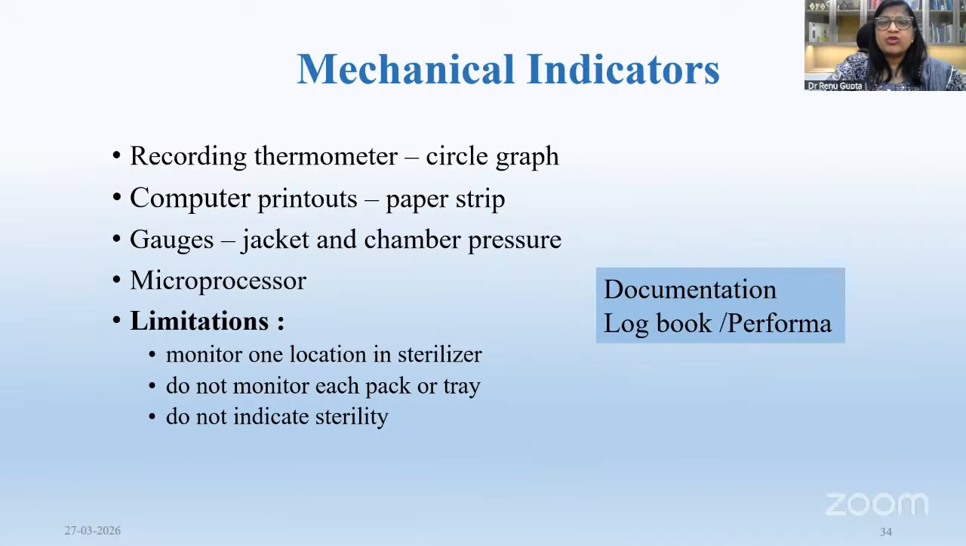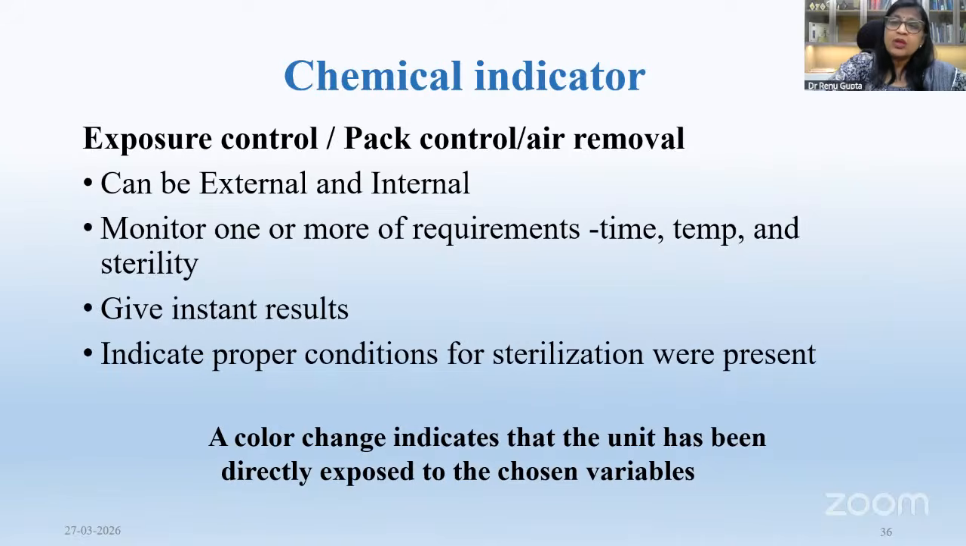Although your autoclave was working, still your instruments are not sterile. So these physical indicators tell you, yes, your autoclave is working, but they are not telling you whether your instrument is sterile or not, or whether the tray is sterile or not. So for that, we need chemical indicators.